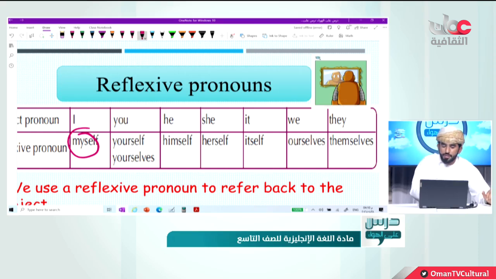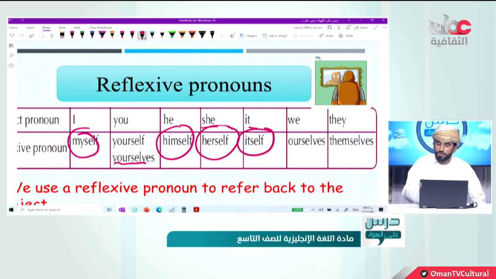When do we say yourself? If we're talking about only one person, you, we are pointing at only one person. But if we are pointing at too many people or so many people, we use what? Yourselves. You, again, yourself. He, himself, exactly. She, herself. It, itself, very good. We, ourselves, exactly. They, themselves, very good.